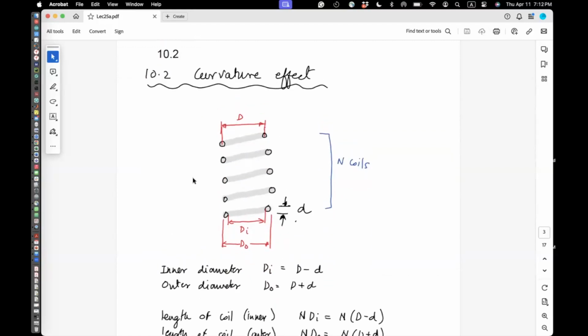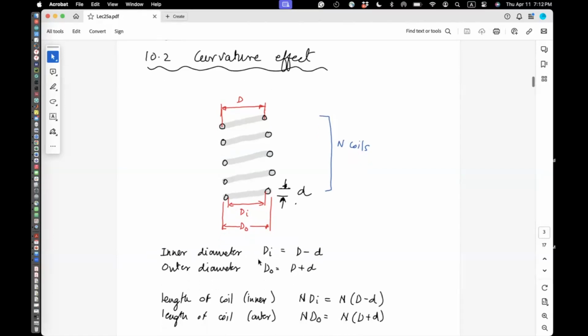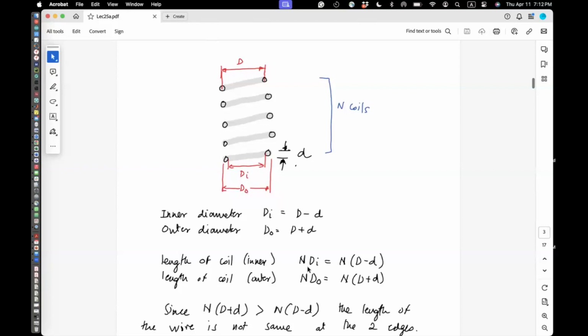There's something called the curvature effect, which is very important when you look at stresses in a spring. Let the inner diameter of the coil be d subscript i and the outer diameter be d subscript o. The inner diameter di is D minus d and the outer diameter do is D plus d. The length of the inner coil is n times di, where n is the number of coils. That comes out to be n times (D minus d), and the length of coils on the outer side is n times do, which is n times (D plus d).